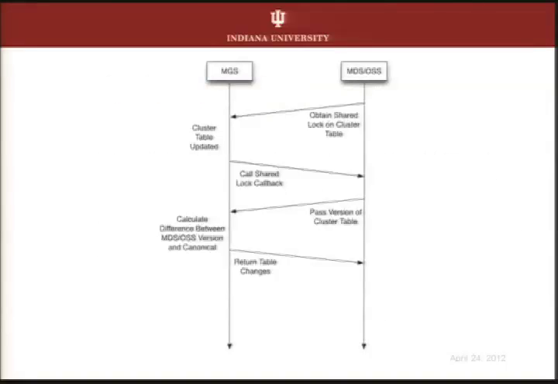Here is the timeline of the way this works, because even when I say it out loud, I get lost. An MDS node comes up, the cluster table lock is obtained and passed back. And when the table is updated, it calls the callback. The callback triggers the server to pass back the version information, calculate the difference, and return the table. I think it's much easier to look at it graphically. And even the visualization is heavily borrowed from other places.